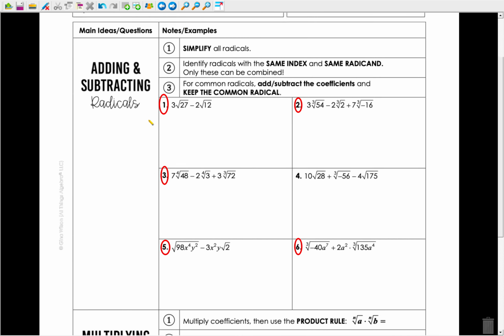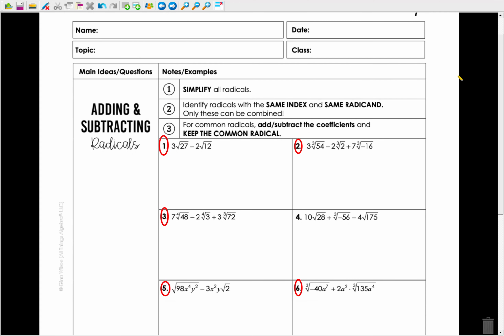At the top, it says when we add and subtract radicals, we have to do the following things. First, we have to simplify all radicals. And what that means is if you have a radicand that says something like the square root of 72, that can be simplified because the square root of 72 is the same thing as the square root of 36 times 2. And so that would become a 6, and then we would leave the 2 in the radical. So if it says simplify all radicals, this is what it means.